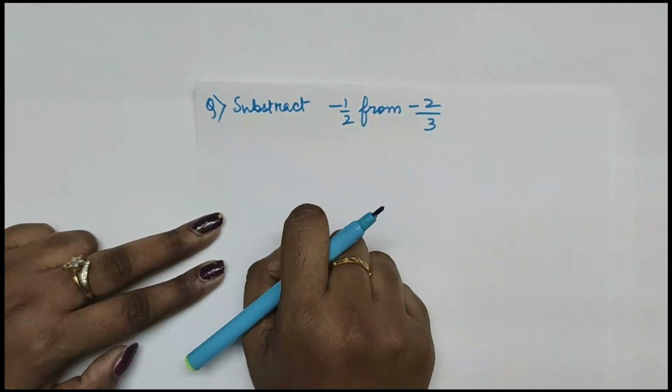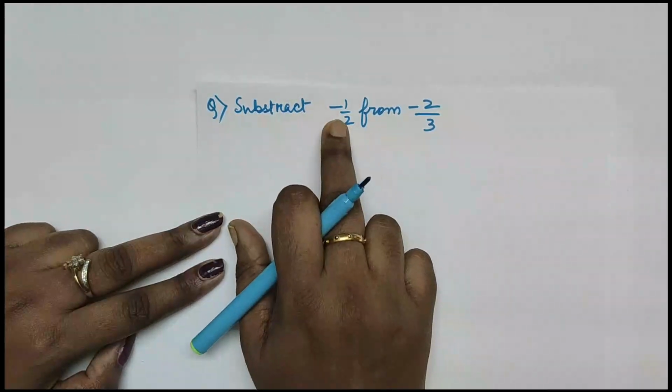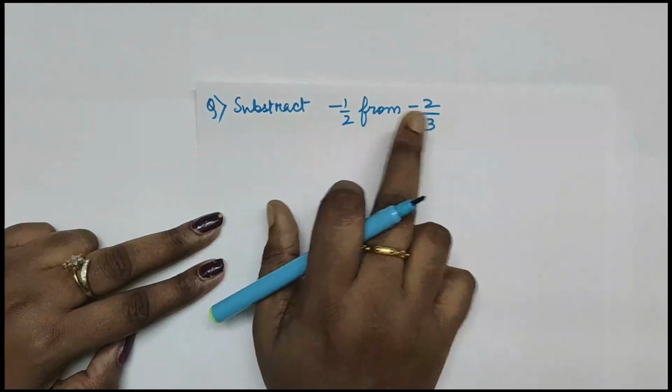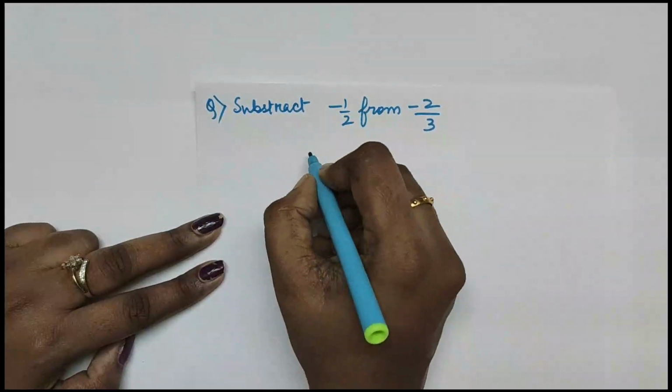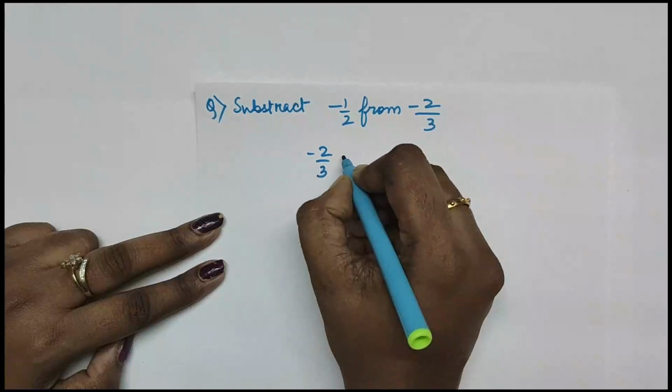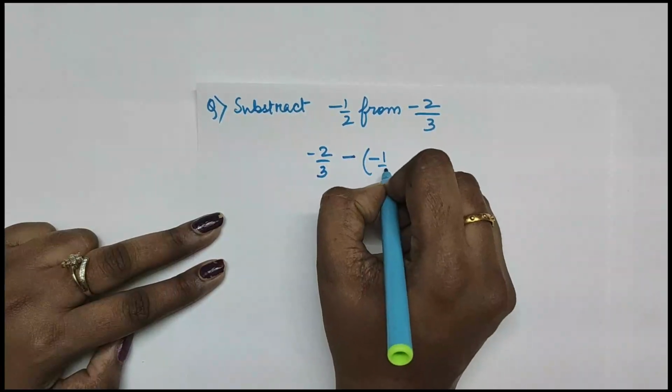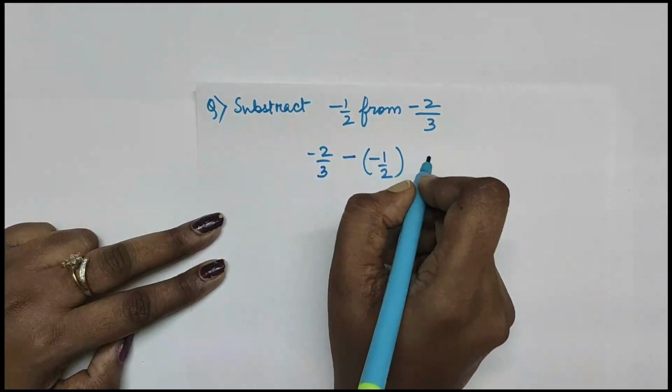Our next question is a subtraction question which says, subtract minus half from minus 2 by 3. So please be very careful when you see this question. Do not put minus half in the front. From minus 2 by 3, you have to put the minus 2 by 3 in the front. Then put a negative sign and write the other half. That is minus 1 by 2.